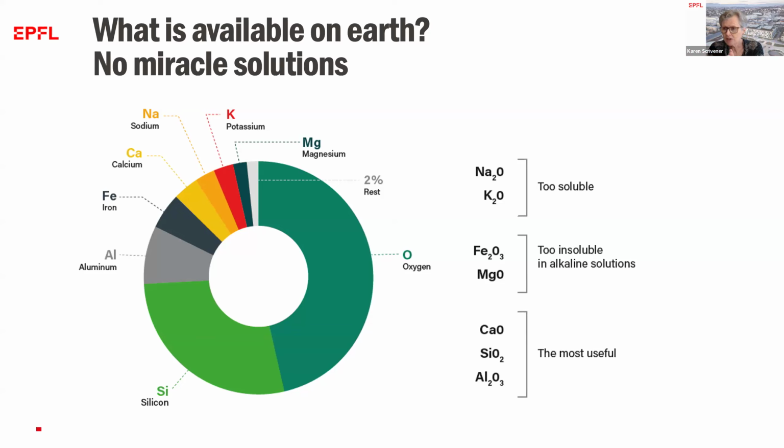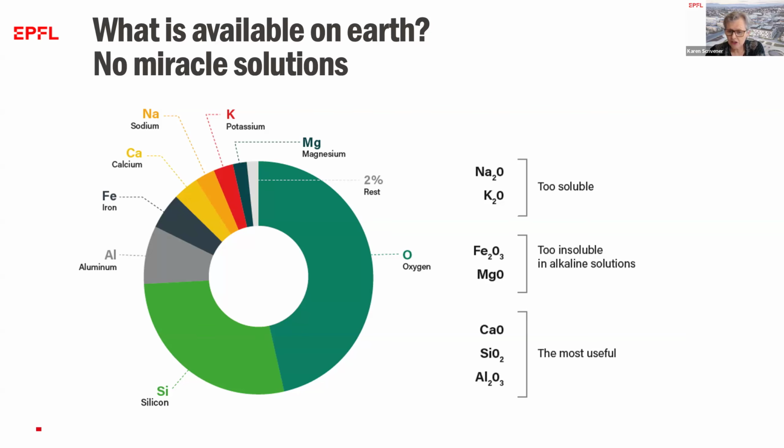And in those terms, the oxides of sodium and potassium are too soluble, so they don't go into the hydrates. While on the other hand, the oxides of iron and magnesium have the opposite problem of too low solubility, so they don't contribute to filling the space between grains and holding grains together. Which takes us to the system of calcium, silica, and alumina.